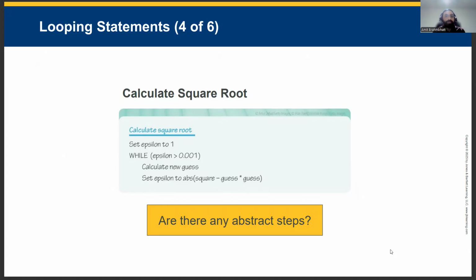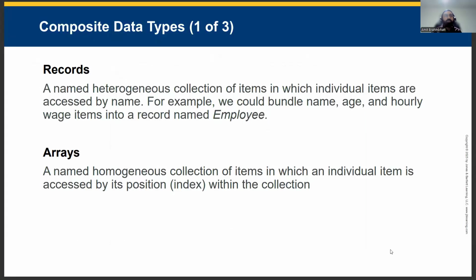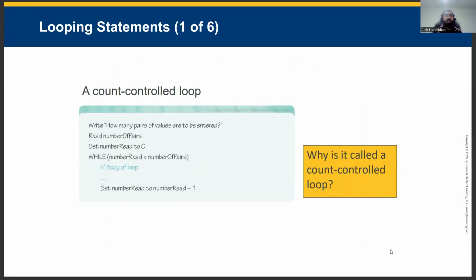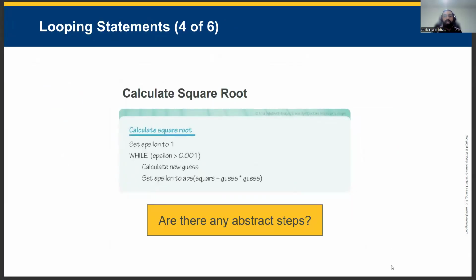Calculate square root. So here we continue with the square root approximation example, demonstrating how iterative refinement works across multiple steps. The algorithm shows how an initial guess is repeatedly improved by applying a formula that gets the value closer to the true square root.